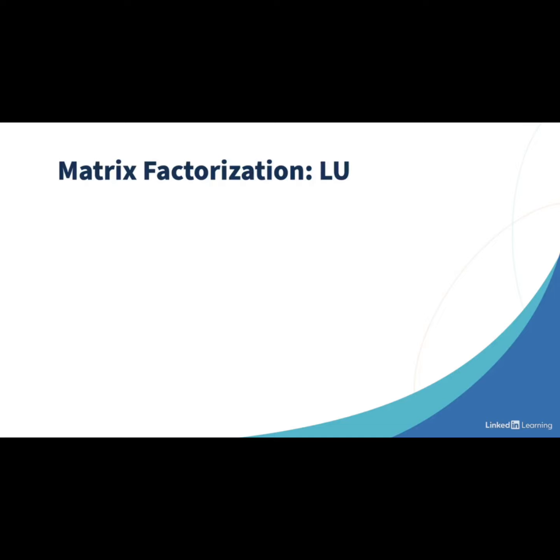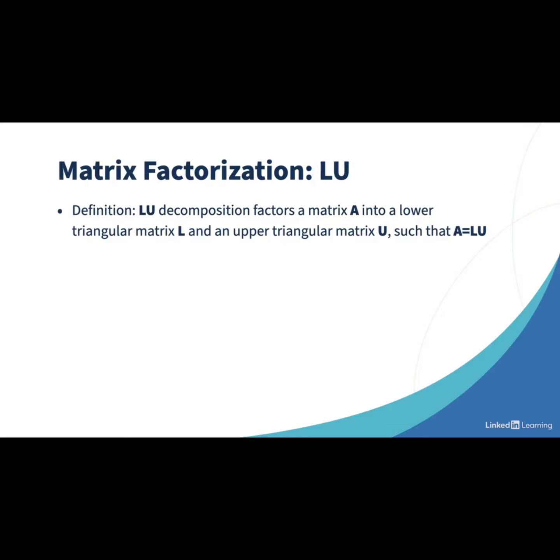Lower and upper triangular matrices are square matrices that have all elements respectively above and below the diagonal as zeros, as you will see in this slide. So let's assume you have a matrix A, which must be a square matrix, and the LU decomposition factors this matrix A into a lower triangular matrix L and an upper triangular matrix U, such that A will be equal to the product of L and U. So let's assume that we have a matrix A here, which is given as 4, 3, 6, 3, so a simple 2 by 2 matrix.